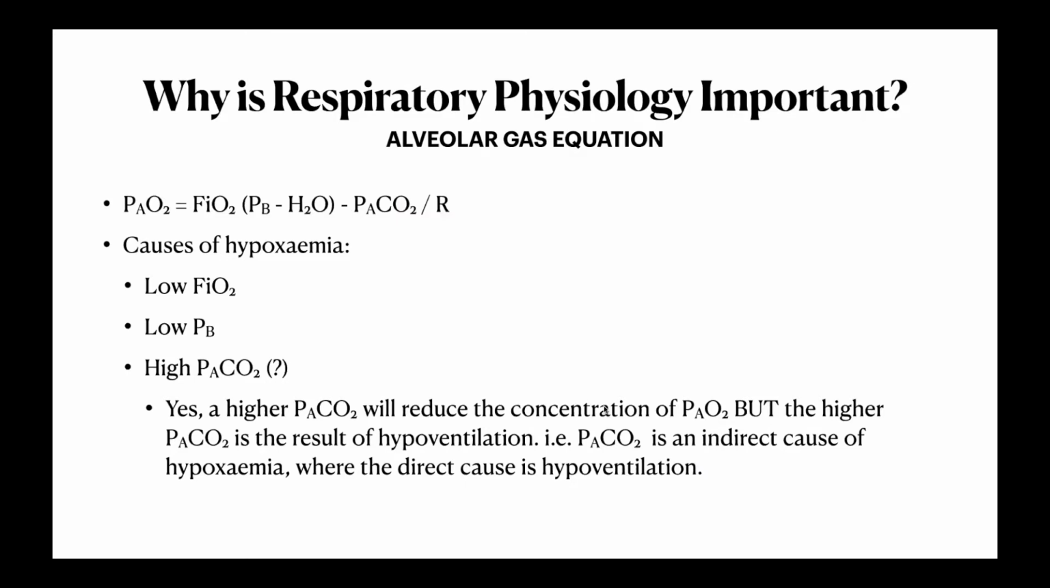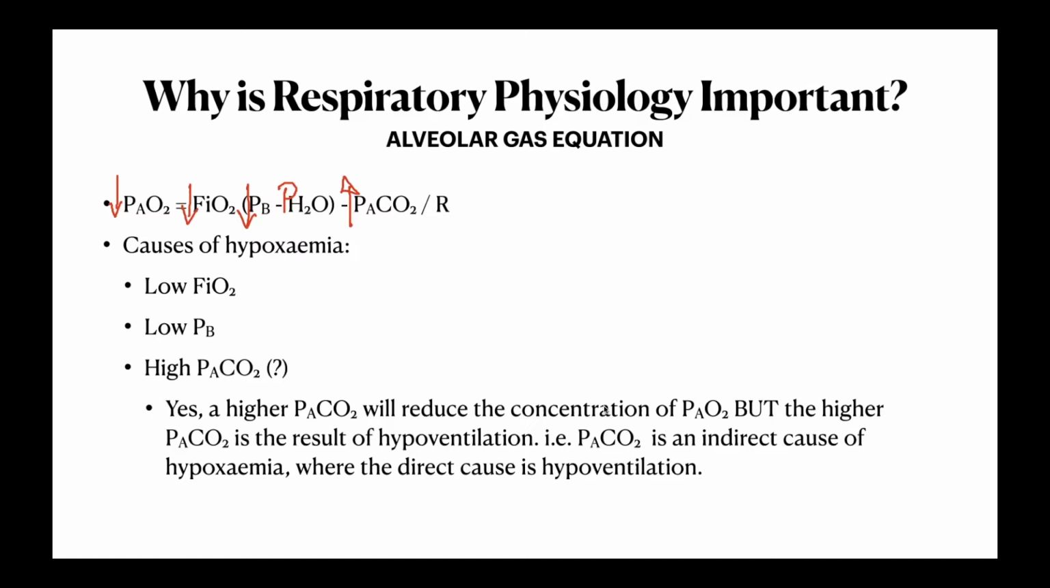Now, looking at the alveolar gas equation, the alveolar O2 equals the fraction of inspired oxygen multiplied by the difference between barometric pressure minus saturated water vapor pressure. And apologies, there should be a P in front of here, minus the alveolar partial pressure of CO2 divided by your respiratory quotient. Reading off the formula, the causes of a drop in alveolar O2 are anything that decreases FiO2, anything that decreases your barometric pressure, or anything that increases alveolar CO2.